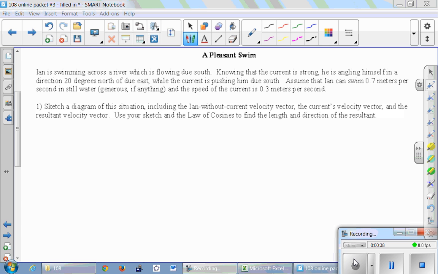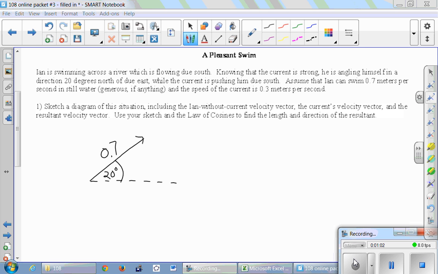So it says that I am swimming at 20 degrees north of due east. So that means a little bit up from due east. So let's say this is due east right here. In fact, I'll make that a dotted line, due east. And then we're going to estimate a 20-degree angle. And I'm traveling at 0.7 meters per second. So we'll put that as the length of that vector.